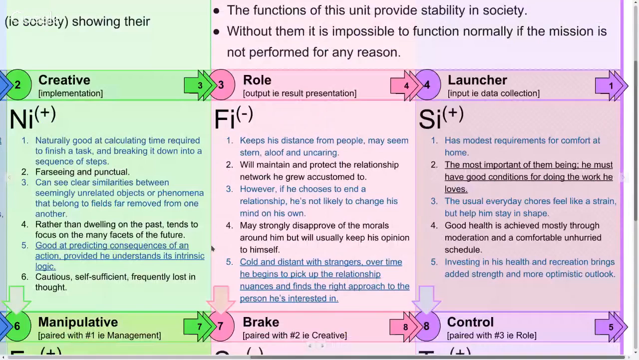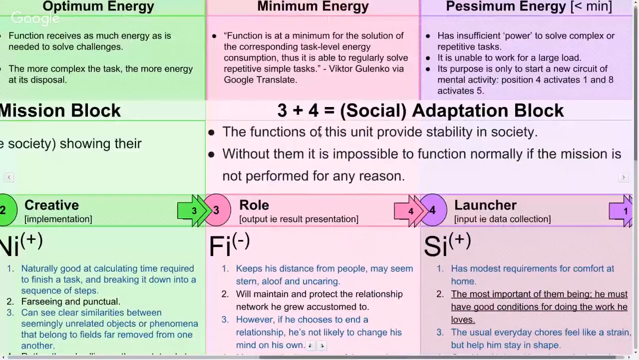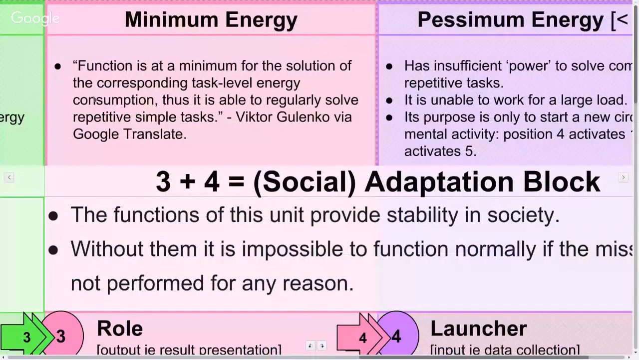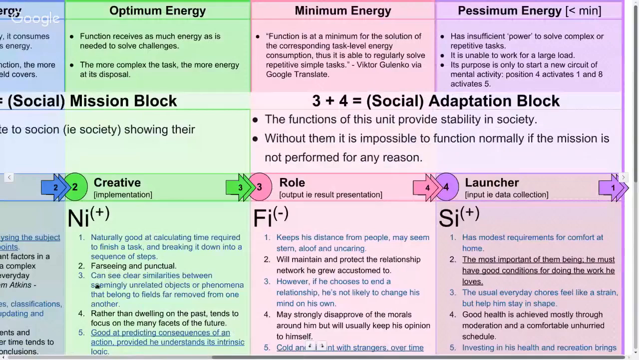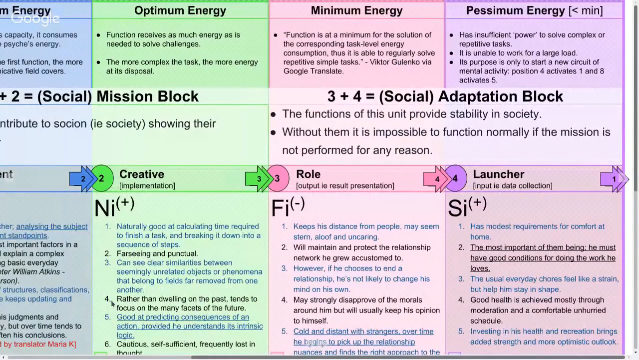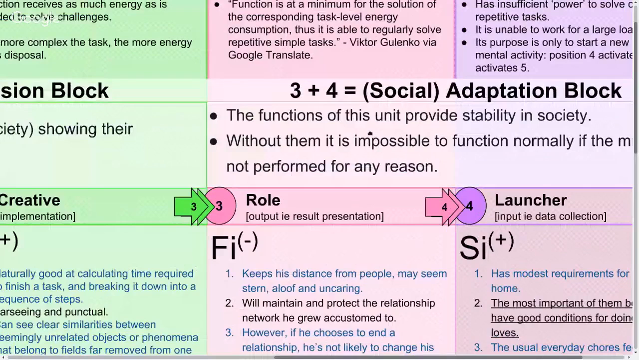Oh yes, that function has minimum energy, which means just enough. The function is at a minimum for the solution of the corresponding task level energy consumption, but it is able to regularly solve repetitive simple tasks. So you'll probably see this in the behavior of the LII, the TiNx, the INTP, the architect rational, the strategic accommodator, as rather pedantic manners, maybe overly formal in their interactions, very polite, if not slightly mechanical.